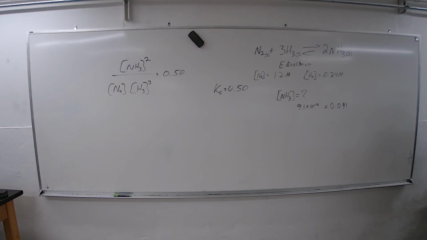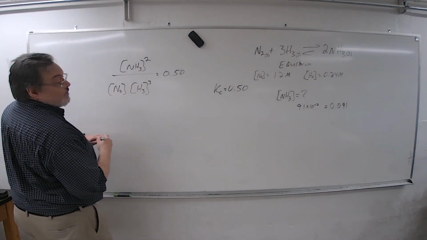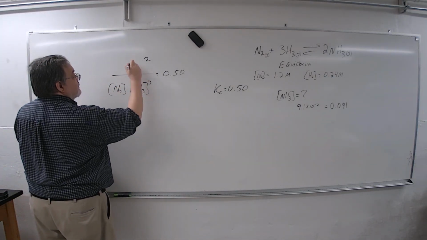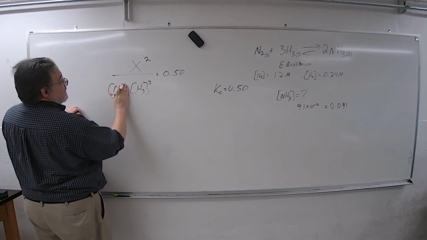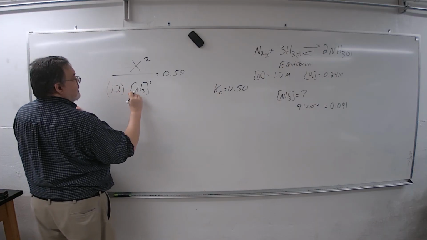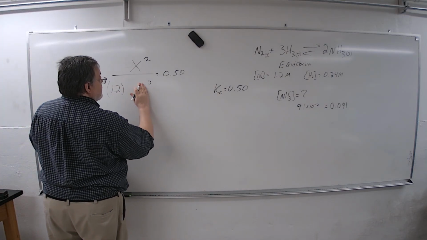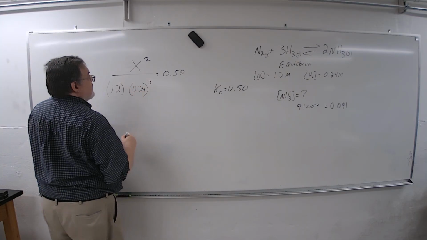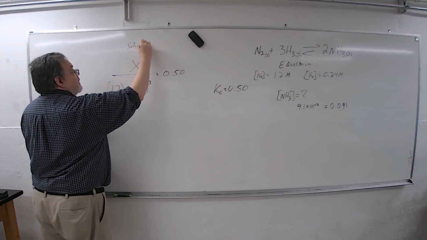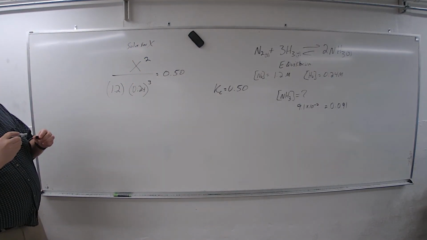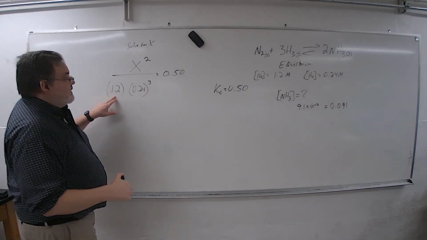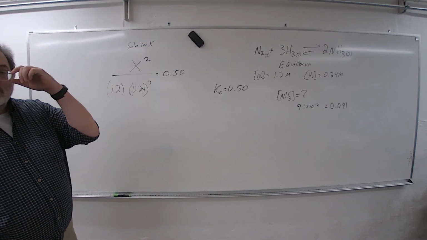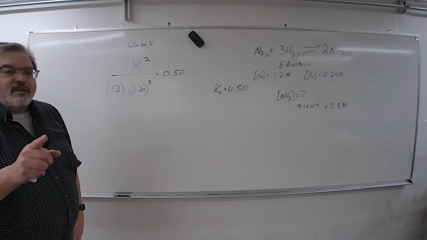Anybody trying to do this? Solve for x. This cubed times this, and then times this, and then square root. What'd you get? I got that too. Good. Did you get that? Yeah.